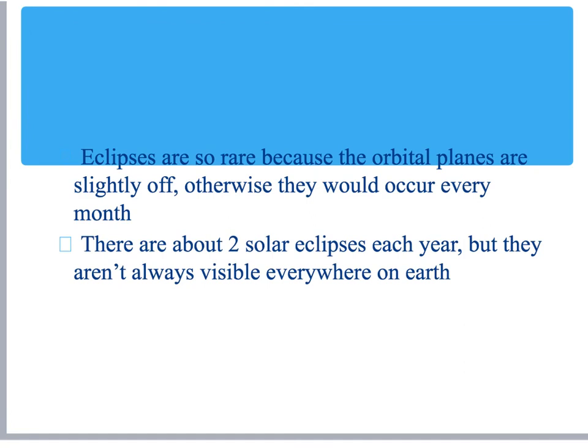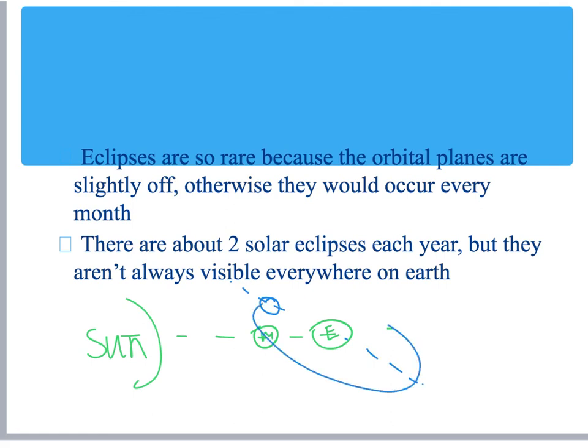Eclipses, you'll see this later in the video too. They're so rare because the orbital planes are slightly off. All right, so the Earth, we like to draw sun, moon, Earth where they're all in a nice straight line, but they're not in a nice straight line. The moon, let me change colors a second. Its orbit's a little bit off. So the orbit around the Earth is kind of like this. So it lines up sometimes when there's an eclipse, about twice a year. And once again, it's a smaller shadow, so we can't always see it.